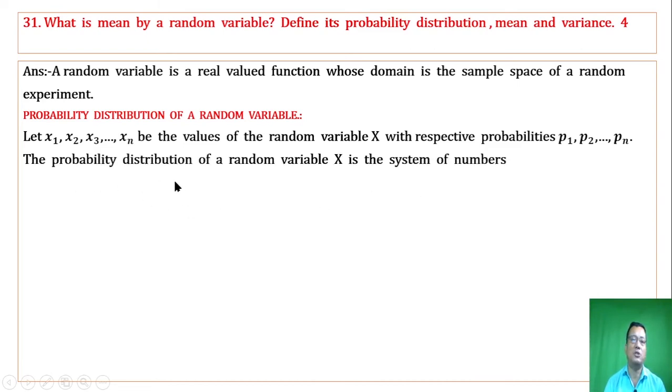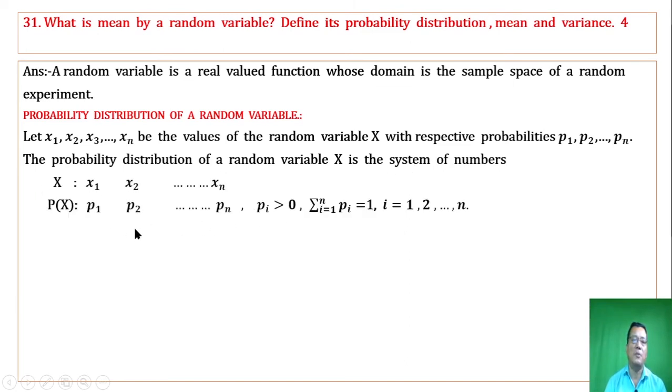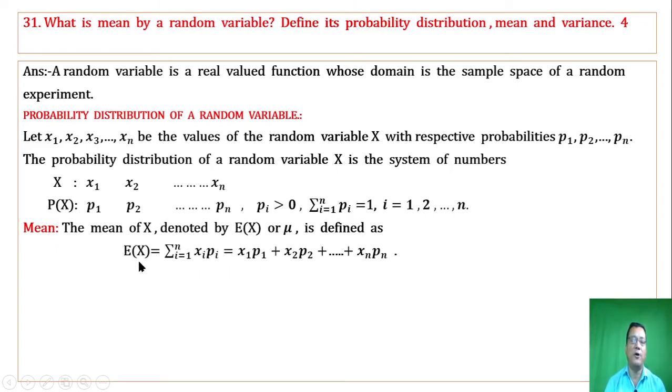The probability distribution of a random variable x is the system of numbers x along this, p of x along this, where pi greater than 0 and the summation of all pi should be 1, i from 1 to n. And the mean of x, denoted by E of x or mu, is defined as E of x equal to summation of xi pi, i from 1 to n, or equal to x1 p1 plus x2 p2 plus xn pn.